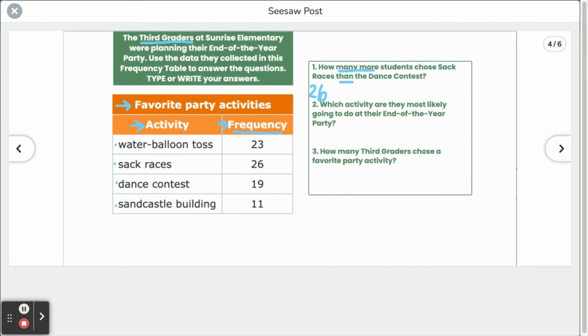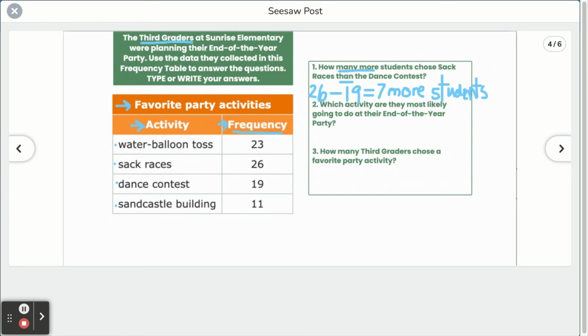And because we're finding the difference, we're doing a comparison, we're going to subtract that number of students that chose the dance contest. So 26 students that chose sack races minus 19 students that chose the dance contest. After doing your math strategy, you would find that it is 7 more students. So we would type or write 7 more students when we label our answer chose the sack races. Okay, so 7 more students.